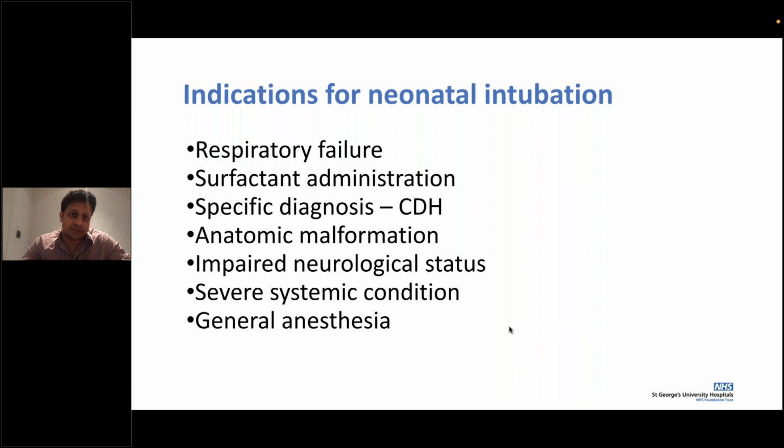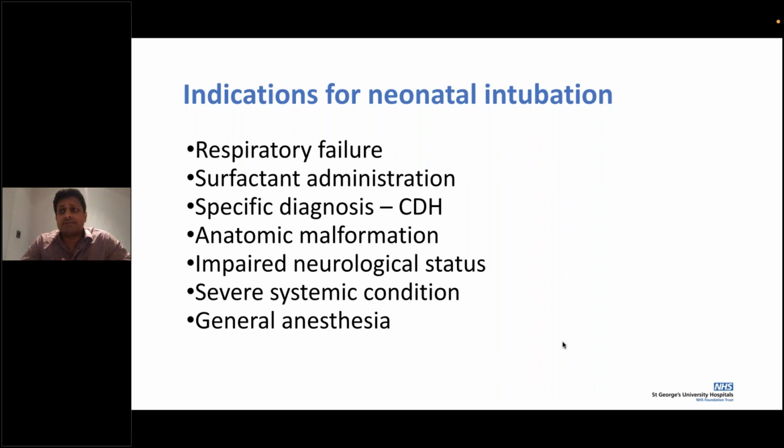and the baby is stable for surgery. There could be an anatomical malformation, let's say Pierre Robin syndrome, where there is a genuine problem with the actual anatomical structure keeping the airway open, where you may need to ventilate this baby.